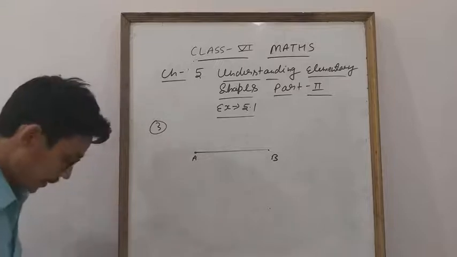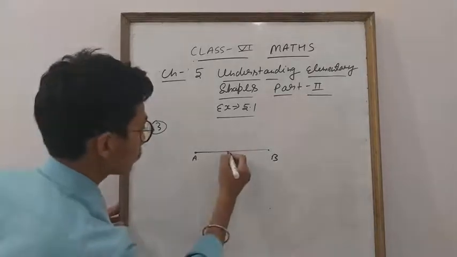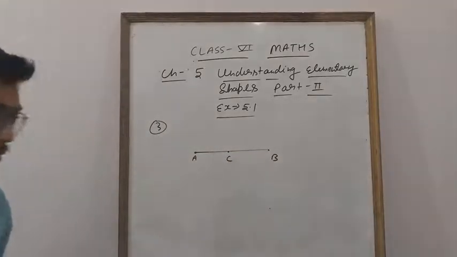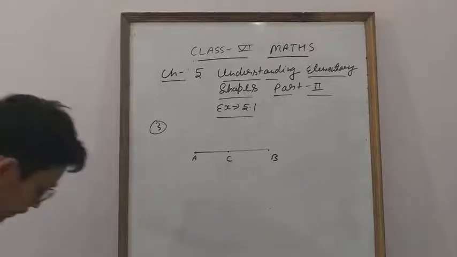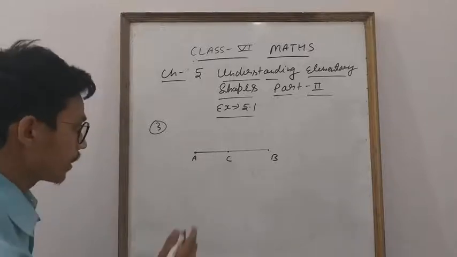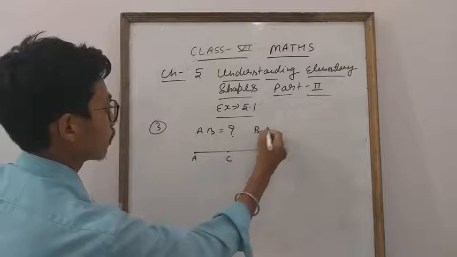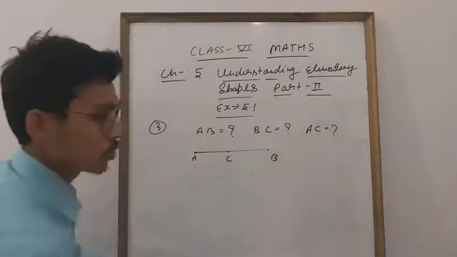Okay, everyone. Now it is given: take any point C in between A and B. So this is point C between A and B, student. Now what is given? You have to write down. According to the question, measure the length of AB, BC, and AC. Now you will measure, student.